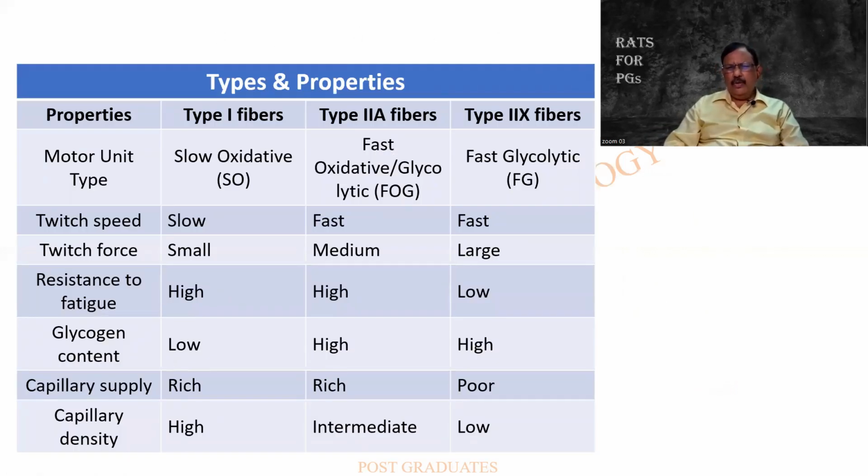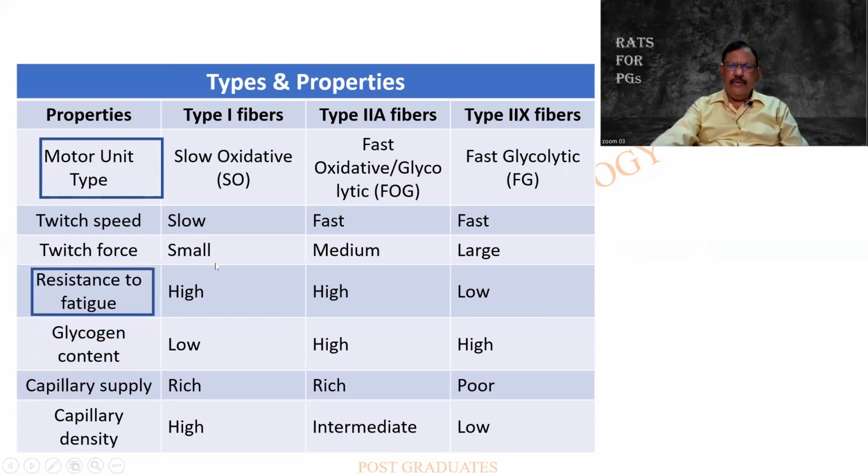So I have given a tabular column, which I try to make easy for the students. As I mentioned earlier, only two types of fibers, type 1, type 2. There can be the other subtypes of these. So these are the properties, these are the fibers. So certain important things we shall be remembering. The motor unit type is slowly oxidative in a case of type 1 fibers, whereas it is rapid in oxidation. The resistance to fatigue is high in type 1, whereas it is low in type 2B or C.